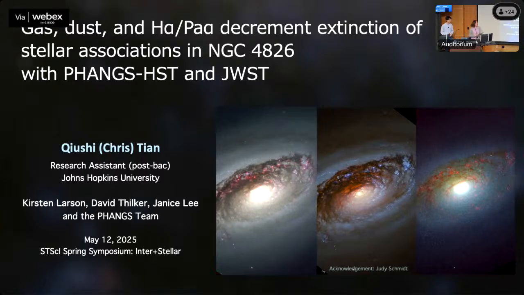Great. Okay, our next talk of the session is by Christiane, who will be presenting gas, dust, and H alpha over fraction alpha decrement extinction of stellar associations in NGC 4826. Great, thank you so much.